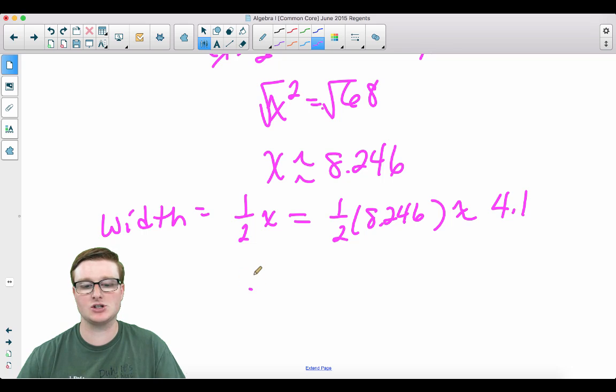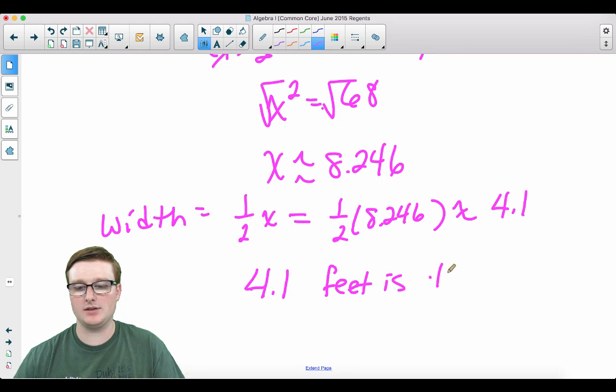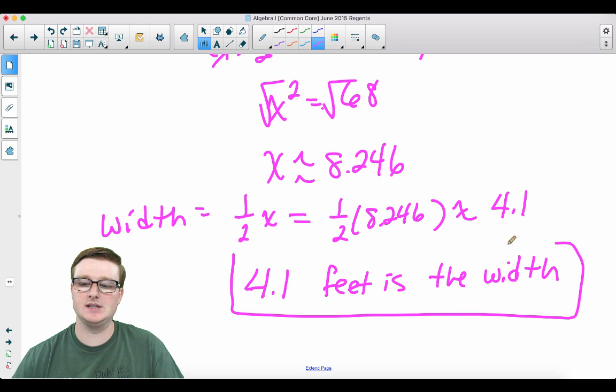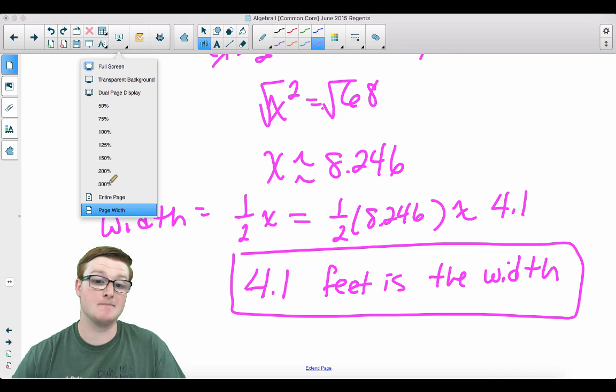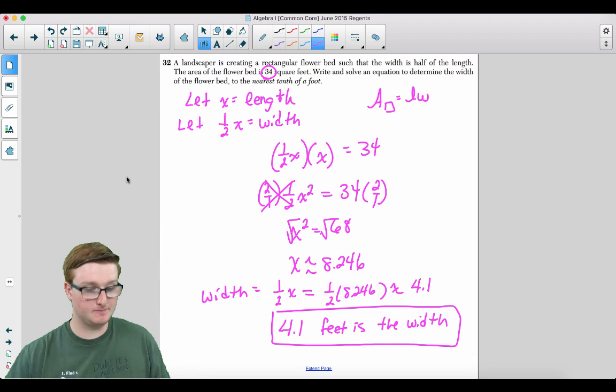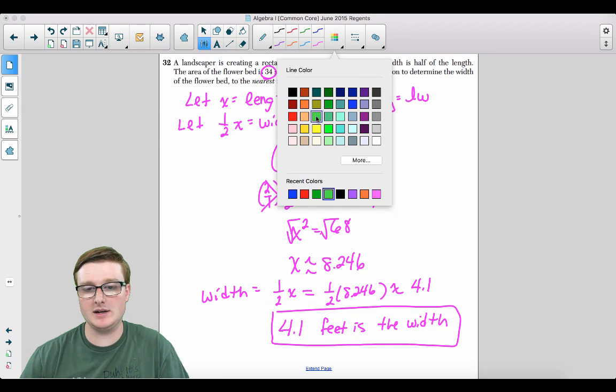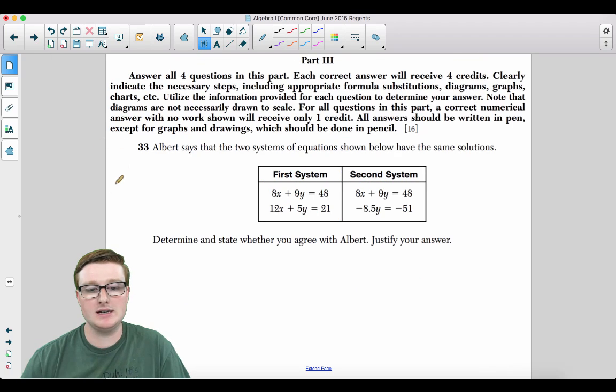So we're going to say as our answer that 4.1 feet is the width. The width. And that is it. Done. Okay. Moving on to the next question. Now we're into the part 3s. Now it's getting good. Part 3s.